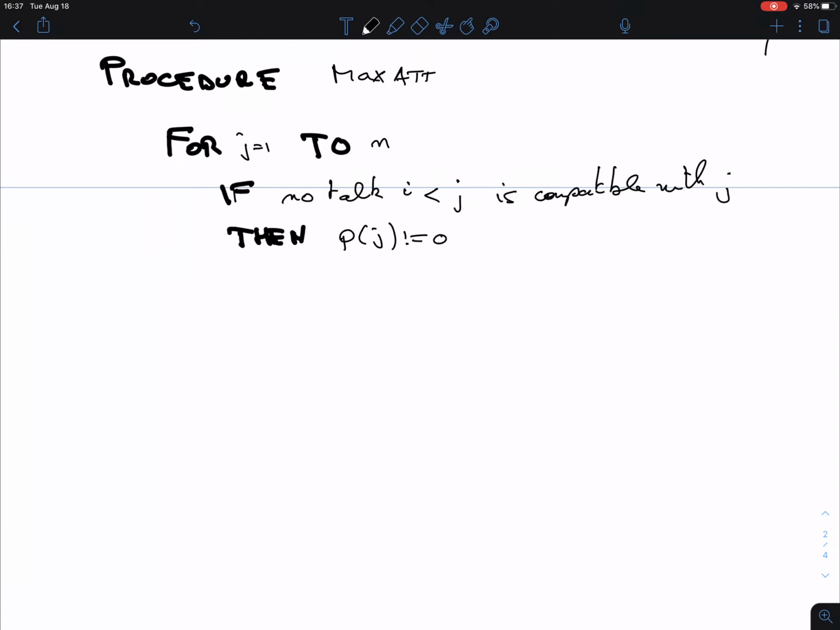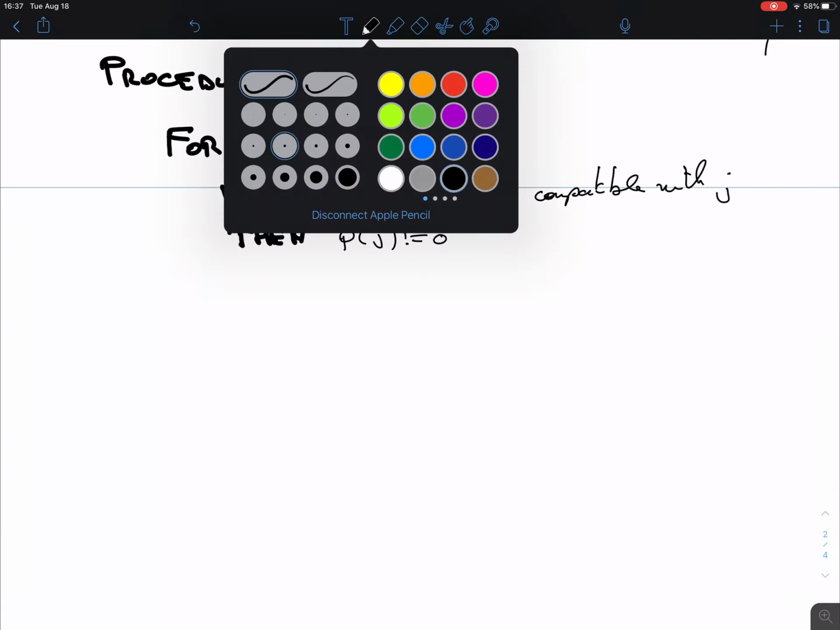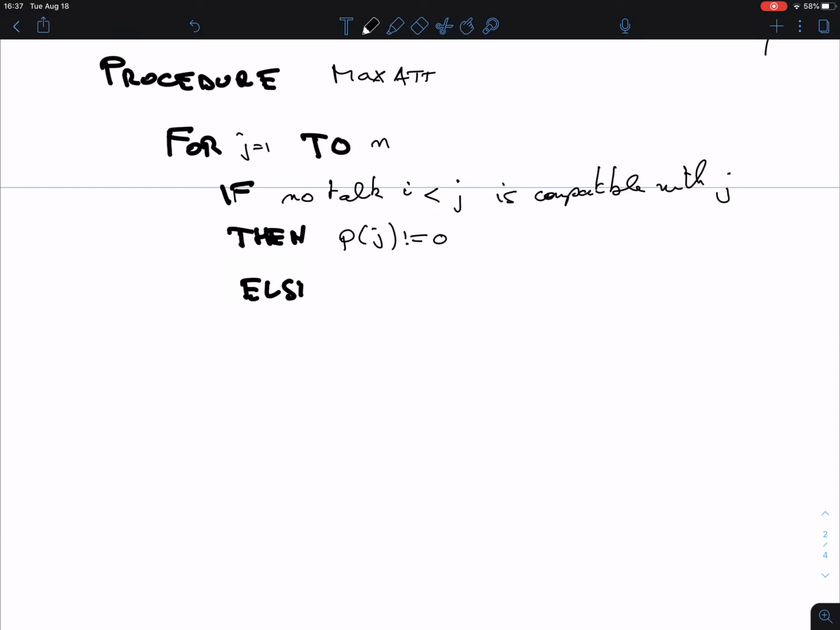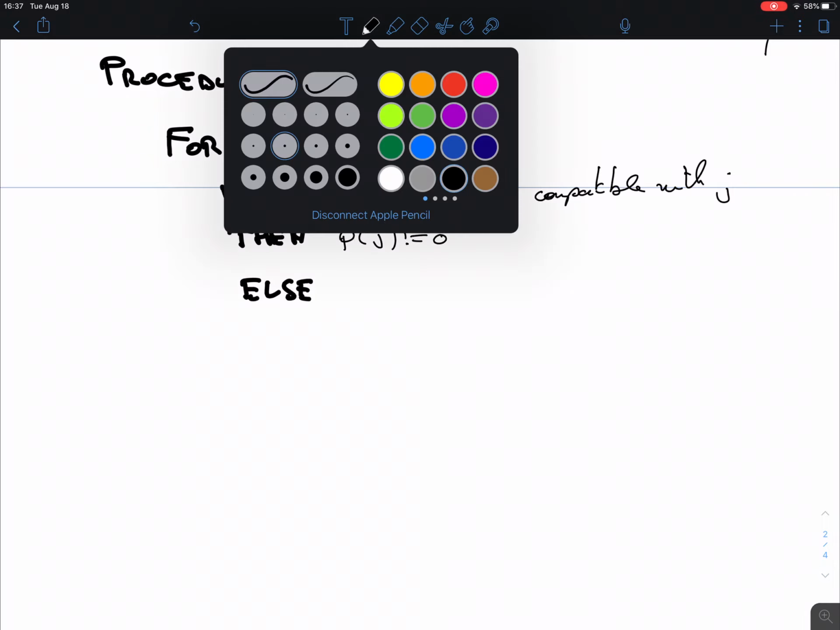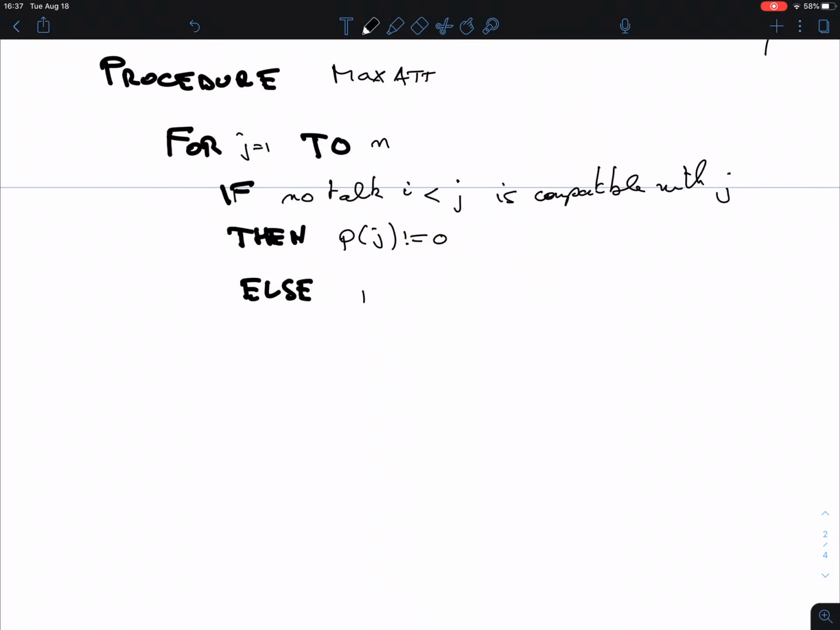Else, sorry, I should have put it underneath there, but okay. Else, if there is one, then take the biggest one. Else, pj is the maximum i less than j such that i is compatible with j.